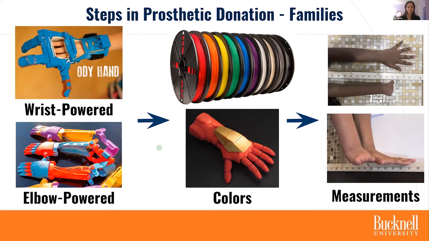There are two types of upper limb prosthetics. First, as the name implies, is the wrist powered prosthetic, which is controlled through the bending of the wrist. The second is elbow powered, and would be powered by the bending of the elbow. The elbow powered prosthetic would be used when the child has a forearm but not enough rotation in their wrist to power a wrist powered prosthetic.